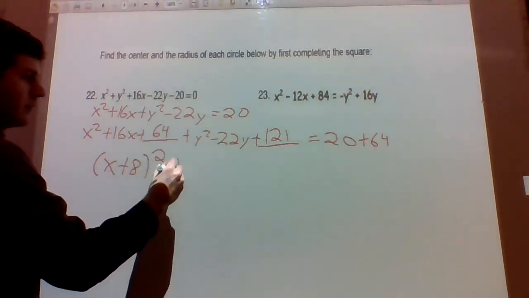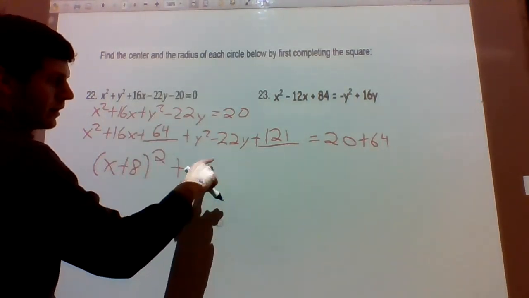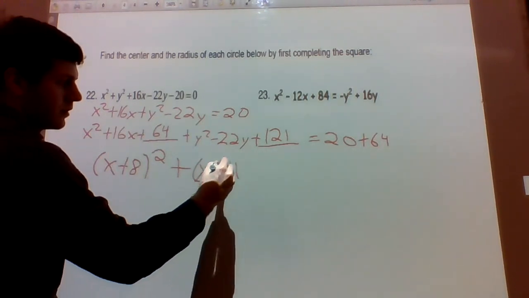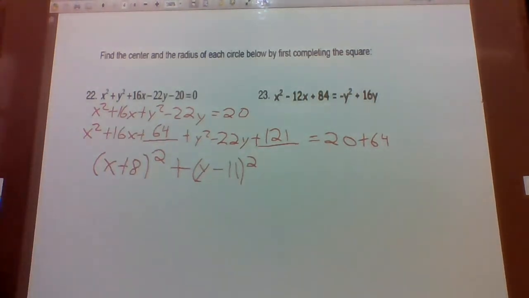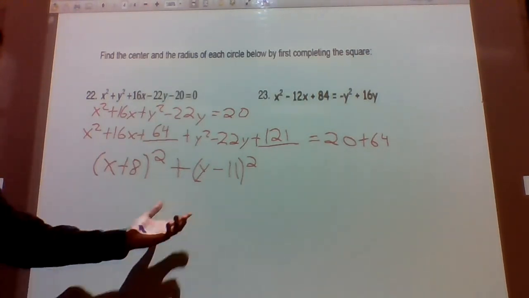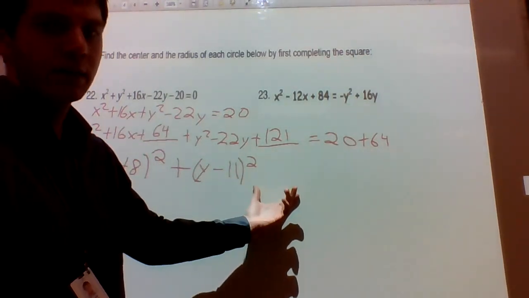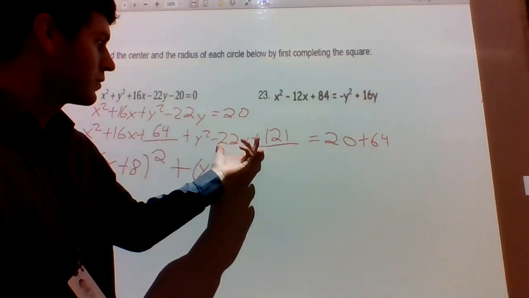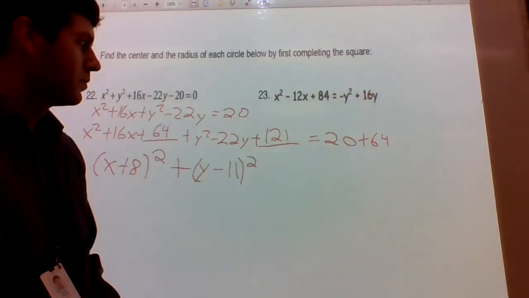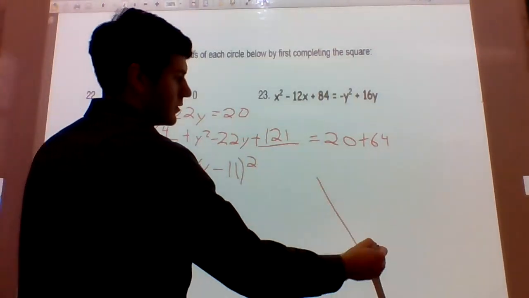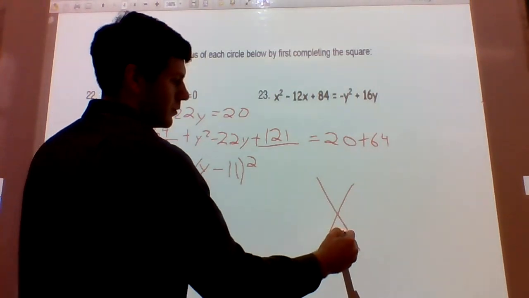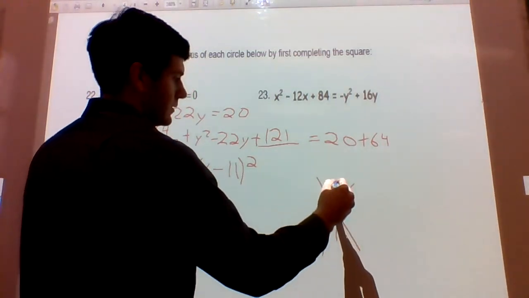And then, this is going to be y minus 11 squared. Y minus 11 times y minus 11, if we FOIL that out, is going to be y squared minus 22y plus 121. Again, we can think of it as what multiplies to get 121 and adds to get negative 22.